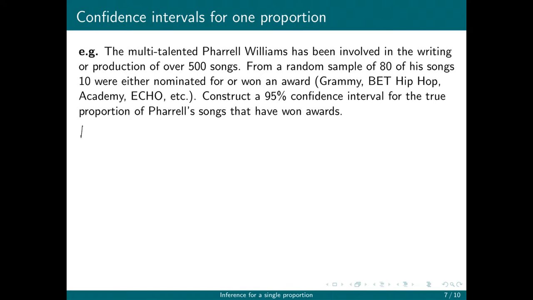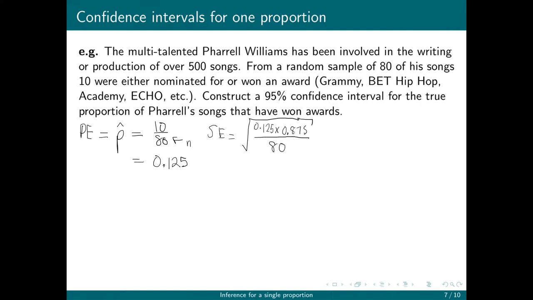So the first thing we're going to need is our point estimate, which is p hat, which is 10 out of 80. 80 here is n, right? So 10 out of 80 is 0.125. All right, that's our point estimate. Our estimated standard error is the square root of p hat times 1 minus p hat all over the sample size. And it turns out that number is 0.037.